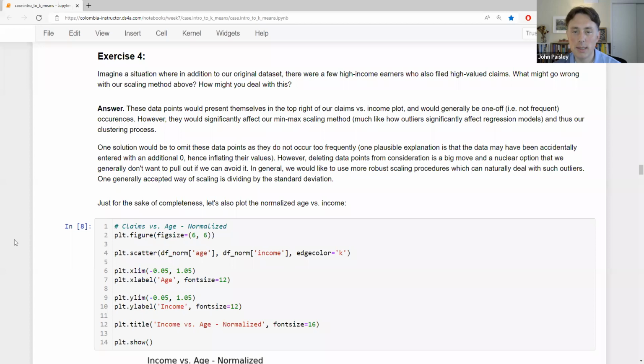One way to deal with that is to delete those data points, which, if they're very few in number, might be the first thing to try. But generally, you don't want to delete good data if you don't have to. So another way to do it would be, so here it's talking about scaling by the mean and standard deviation, but that would still have some issue.